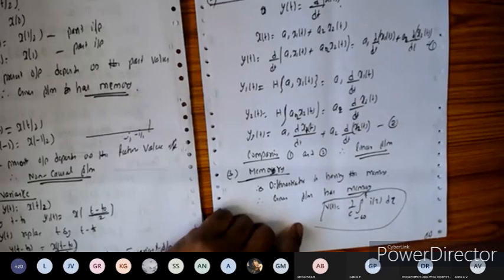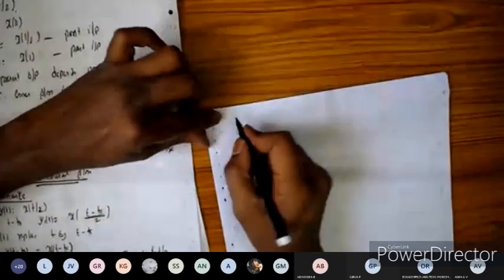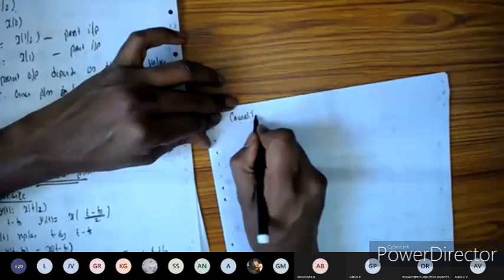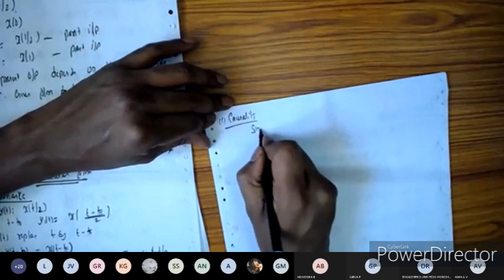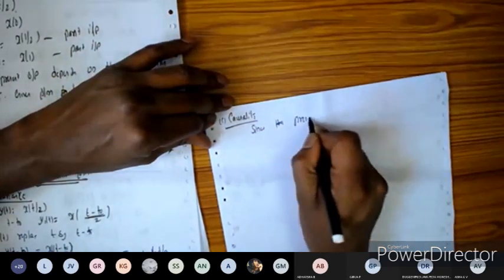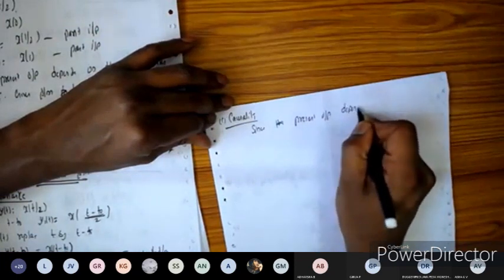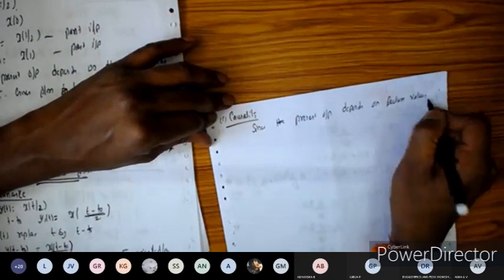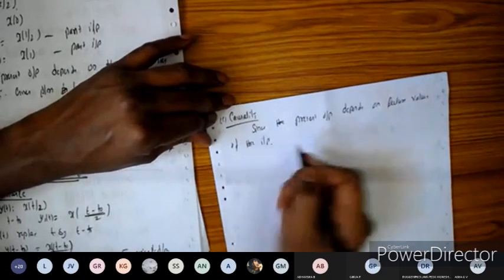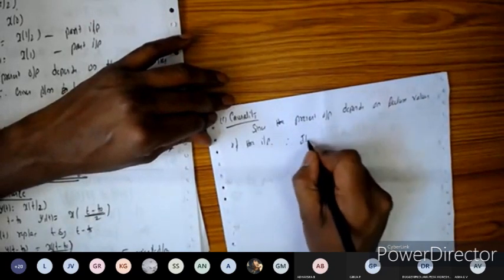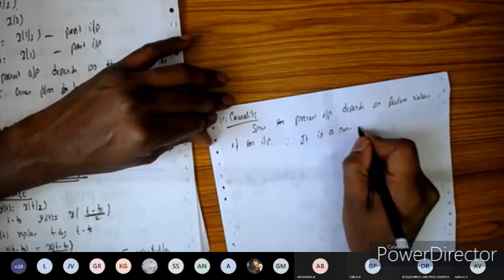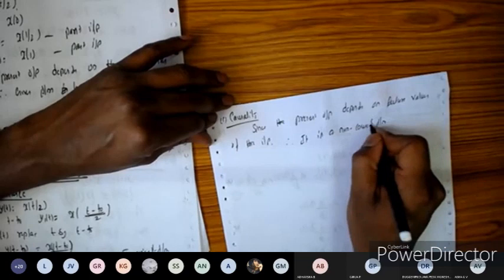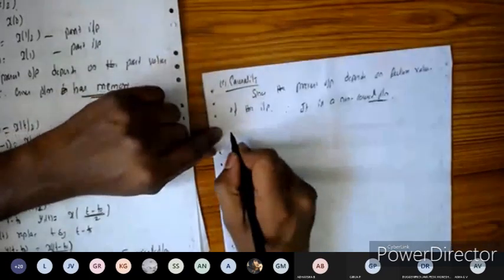So for the causality, since the present output depends on the future values of the input, therefore it is a non-causal system. The given system is a non-causal system here.